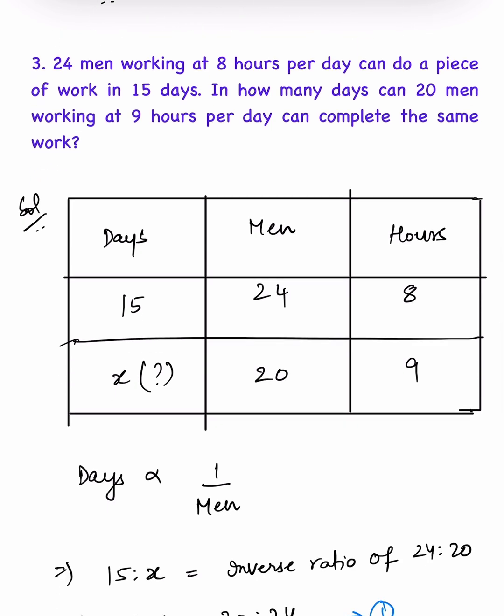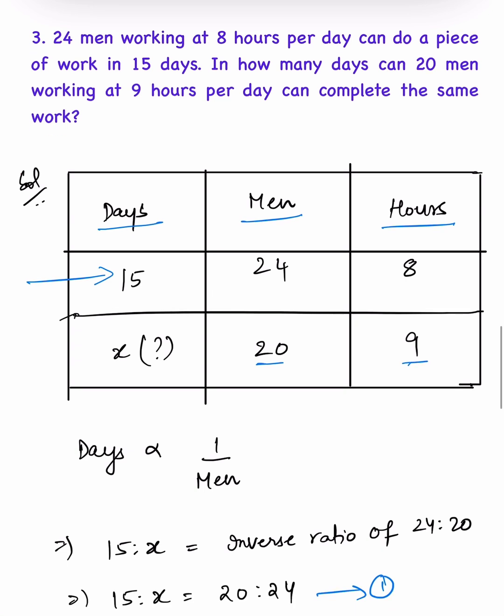24 men working at 8 hours per day can do a piece of work in 15 days. In how many days can 20 men working at 9 hours per day complete the same work? Here again we have three quantities: days, men and hours. 15 days, 24 men and 8 hours is the first one. So we want to find the number of days required if 20 men work for 9 hours a day.